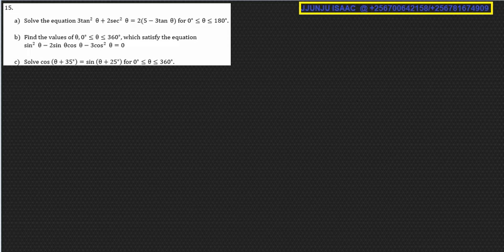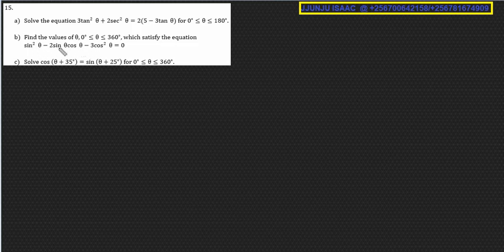So now let us look at part B. In this part we need to solve for the values of theta within this range from 0 to 360. Now I want you to see that we have sine squared, then this is 2 sine cos, and now this is cos squared.